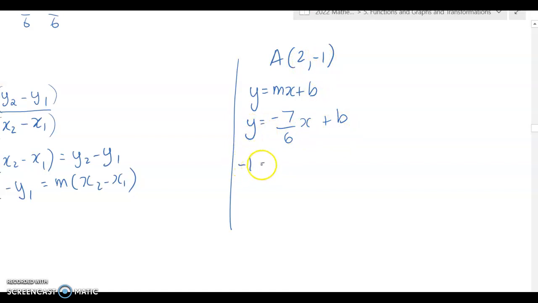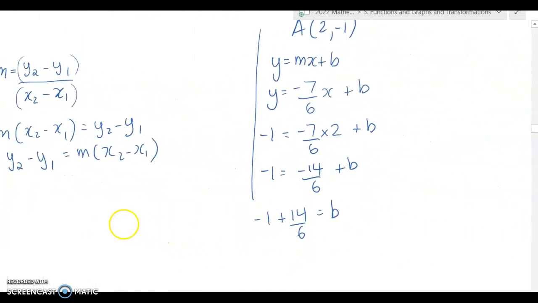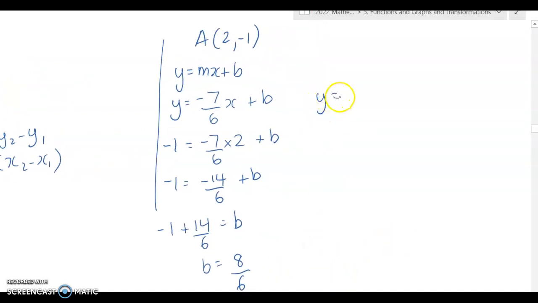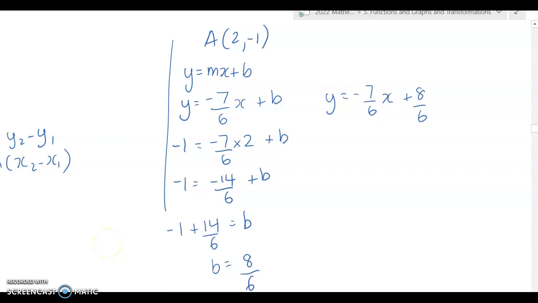So y would be minus 1, and that's equal to minus 7/6 times our x, which is 2, plus b. Minus 1 is minus 14/6 plus b. So let's just add 14/6 to both sides, and I'm going to end up on this side with minus 1 plus 14/6 is equal to b, which is exactly the same as what we got over there. So my b is going to be 8/6. That gives my equation y is equal to minus 7/6 x plus 8/6, which is exactly what we got on this side. And I could actually get that into a general form if I like.